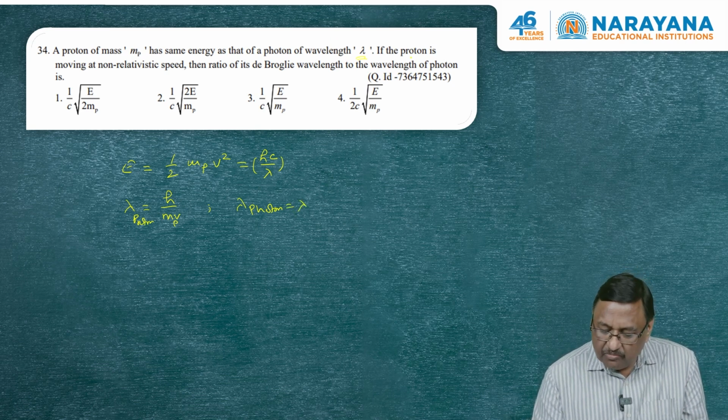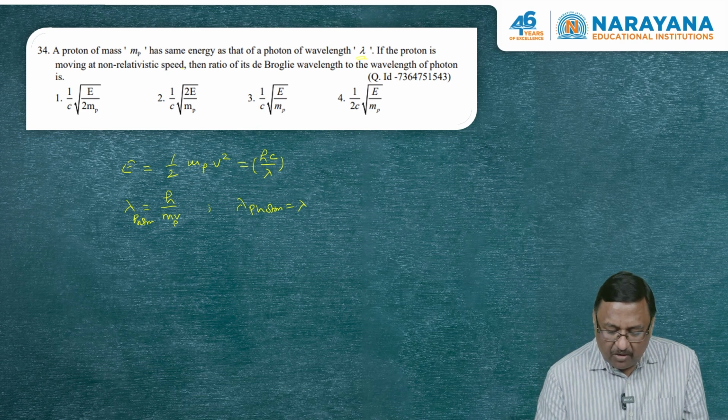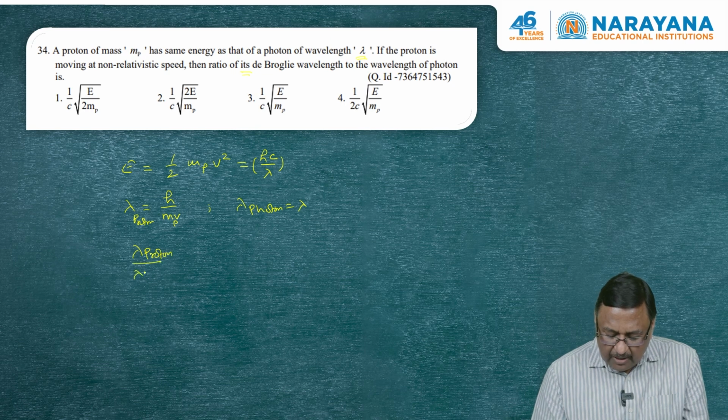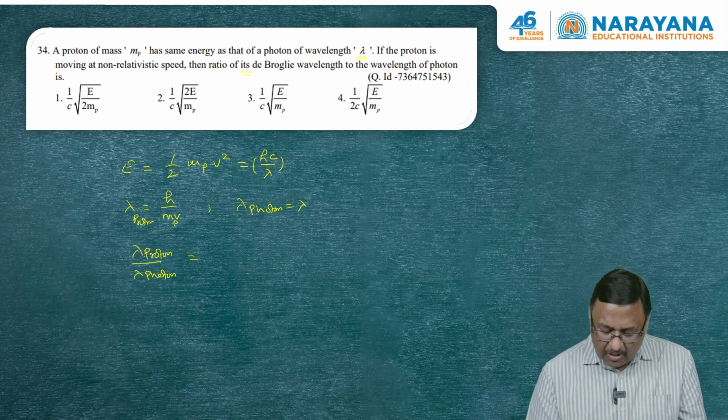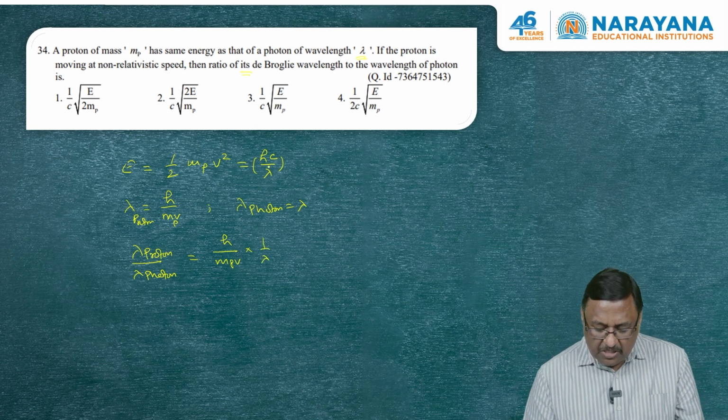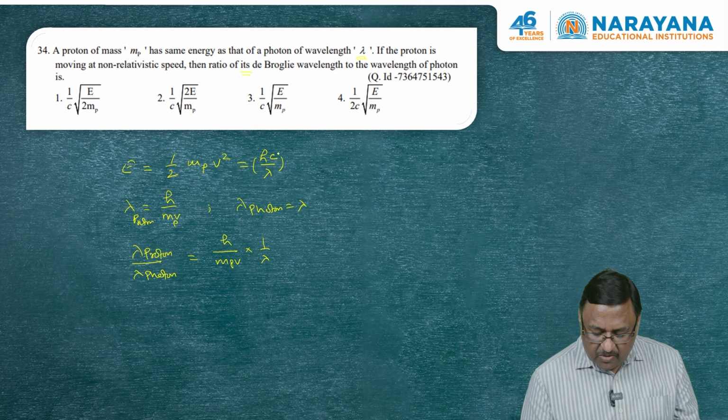He is asking, if the proton is moving at a non-relativistic speed, the ratio of its de Broglie wavelength to the wavelength of the photon. That means we are asking lambda of proton to lambda of photon. Writing that, it is h divided by mass of proton into velocity, divided by 1 upon lambda. In this question, the statement is given as half mp v square is hc upon lambda.